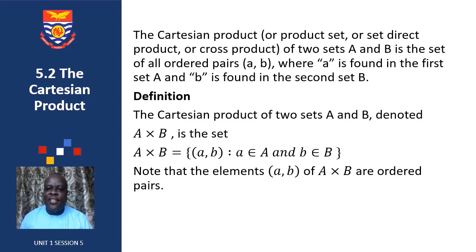Let's look at the definition. The Cartesian product of two sets A and B, denoted by A cross B, is the set A cross B equals, in parentheses, the ordered pair (a, b), such that small a is a member of the set A and small b is a member of set B. Note, however, that the elements (a, b) of A cross B are ordered pairs.